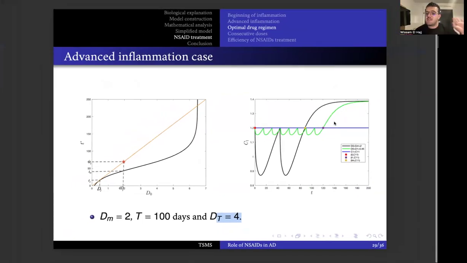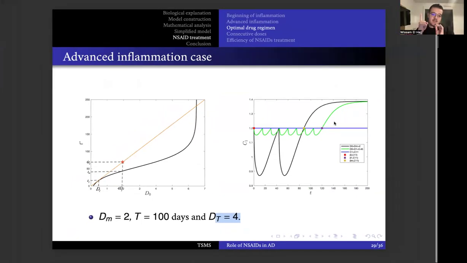So over 100 days, we do a single treatment. Again, it's better to divide the doses into 8 and not to take only 2 because the return time is bigger. This is the main conclusion here. I wanted to say that in this advanced case, the optimal dose is not anymore the maximal. It has to be chosen specifically.